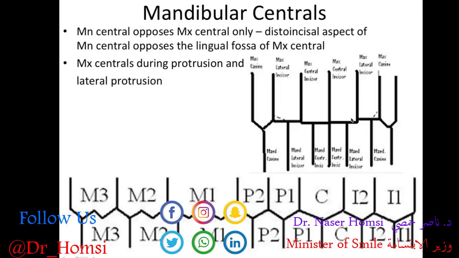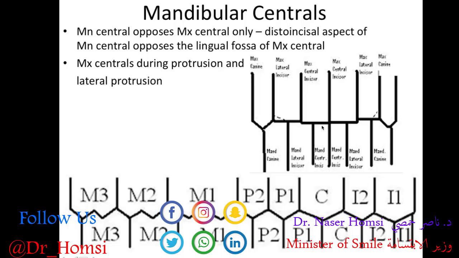Okay, so earlier I mentioned this picture is kind of helpful for answering some of the questions, specifically the ones on the central incisors, laterals, and canines. So the mandibular central opposes the maxillary central only, okay? And which aspect, though? So if we come up here, here's the mandibular central incisor. You see it's only occluding with the maxillary central incisor. And this central is going to be occluding with the disto-incisal aspect. Sorry, the disto-incisal aspect of the mandibular central is going to oppose the lingual fossa.